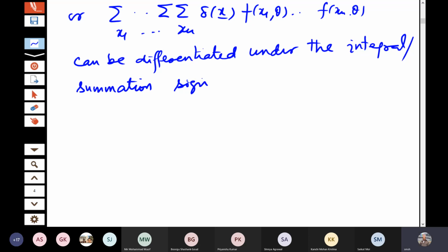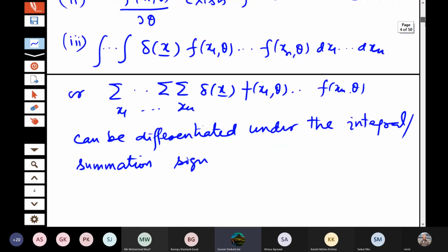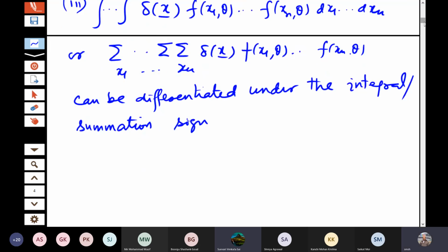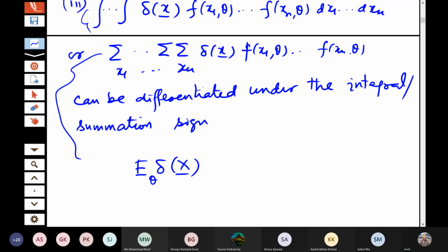Sir, can you repeat what we will do in the second case for discrete distributions? In the discrete case, this will become summation. Basically, what I have written here, what is this term? This is nothing but the expectation of delta x. So expectation is an integral if you have a continuous distribution, and it will be a summation if it is a discrete distribution. Okay, is that okay?